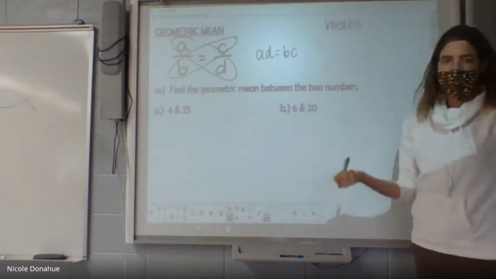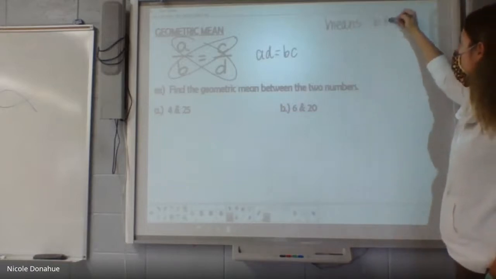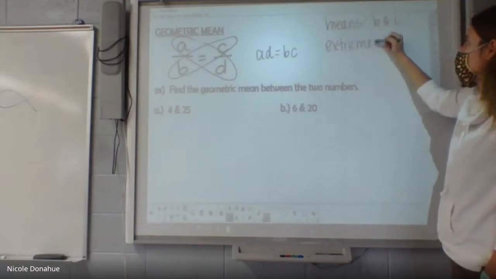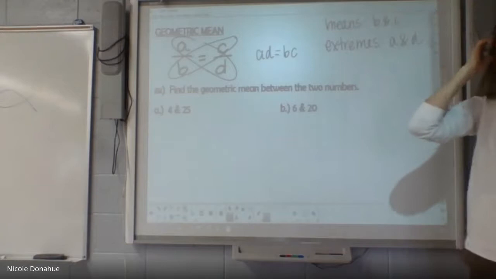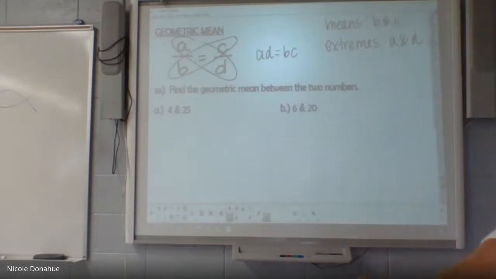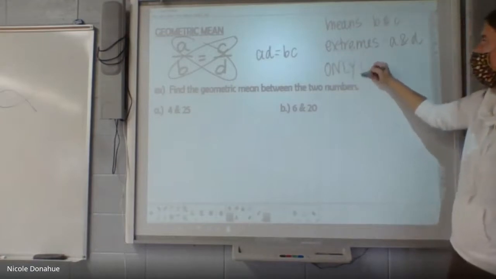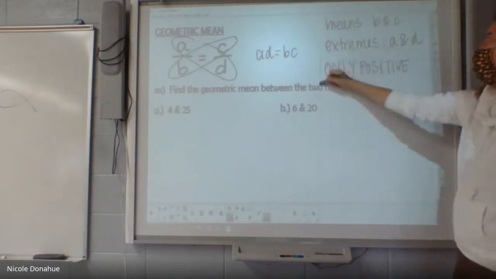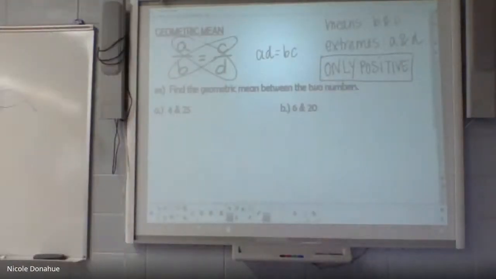And they call something called the means the B and C, and then something called the extremes is A and D. Now we're only going to use the positive geometric mean. We don't really have to worry about negatives too much.